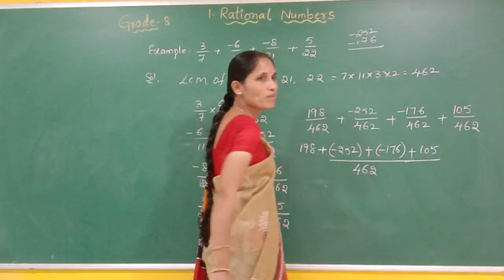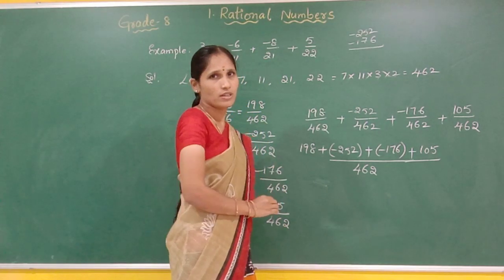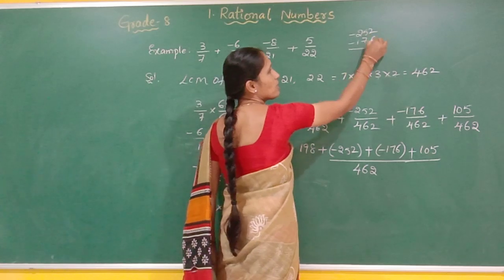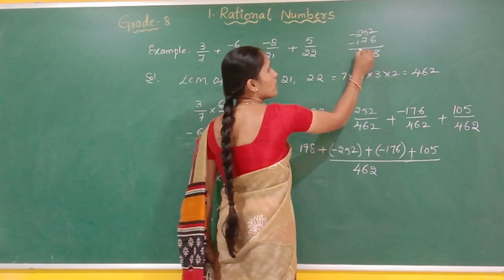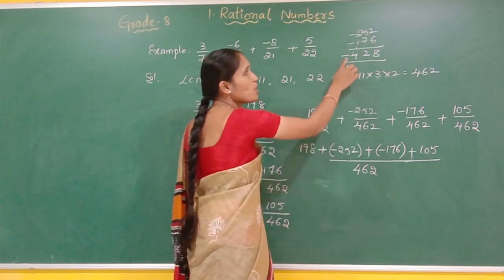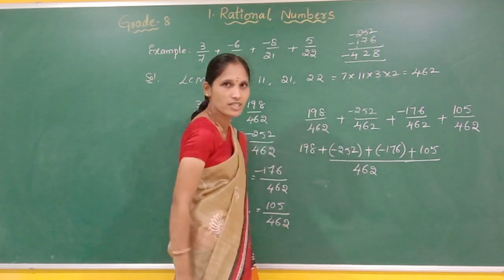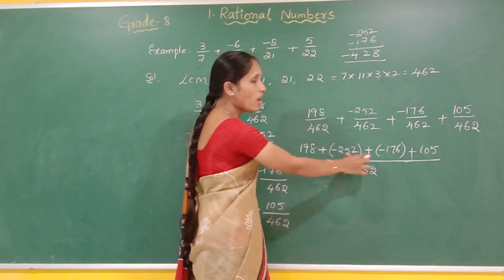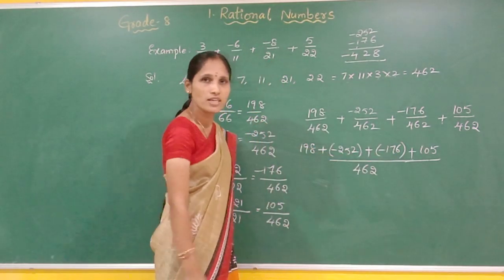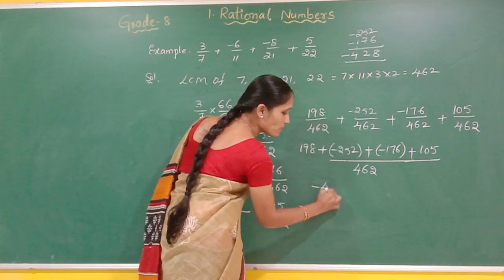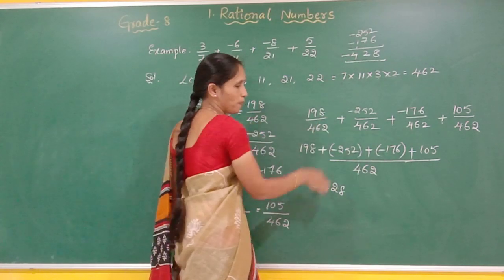These two are negative numbers, so we will add the two numbers. What is the sum of these two numbers? 8, 12, 4. Yes, the sum of these two numbers is minus 428. One is minus 252, another one is minus 176. The sum of these two negative integers is minus 428.